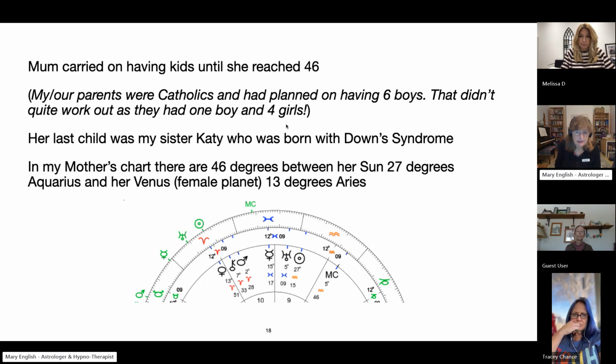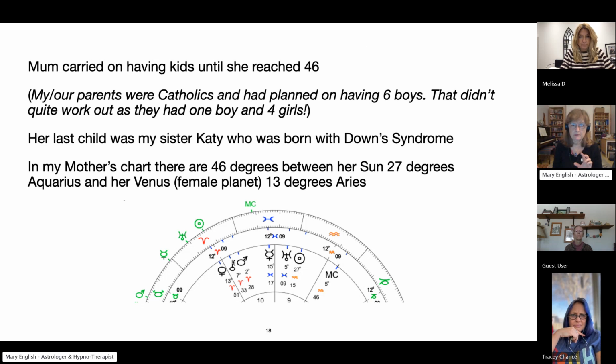Mum carried on having kids until she was 46. Our parents were Catholics and they had planned on having 6 boys, but that didn't quite work out, as they had 1 boy and 4 girls. Her last child was my sister Katie, who was born with Down syndrome. In my mother's chart, there are 46 degrees between her Sun at 27 degrees Aquarius and her Venus, which is a male planet, at 13 degrees Aries.